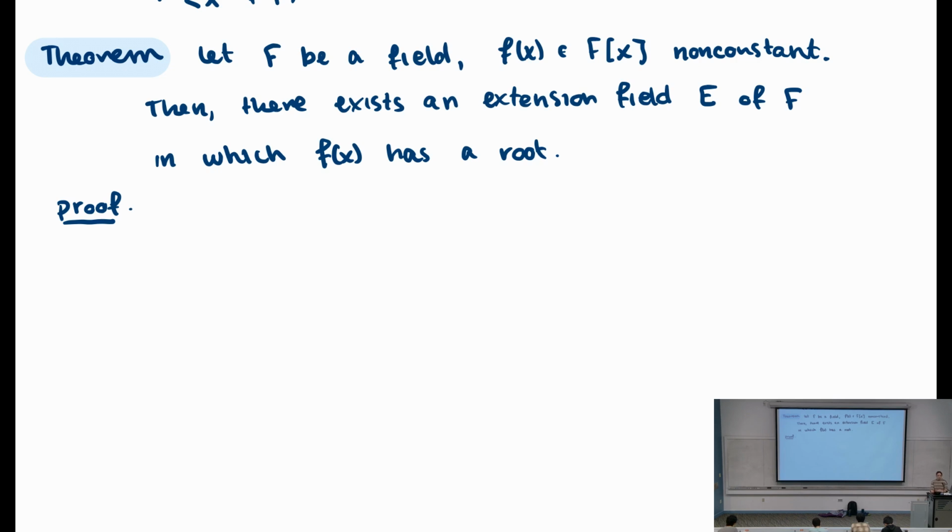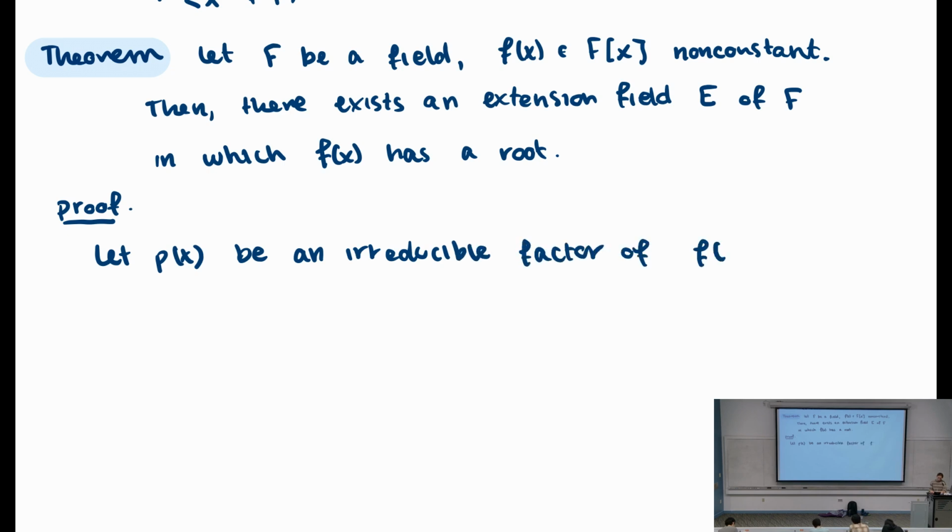Okay, so let's prove this. So a priori, we don't know that f is irreducible, and we know that we can only make fields out of irreducible polynomials. So the first step is going to be to let p of x be an irreducible factor of f. Is it clear that this p of x exists? Or should we say more?